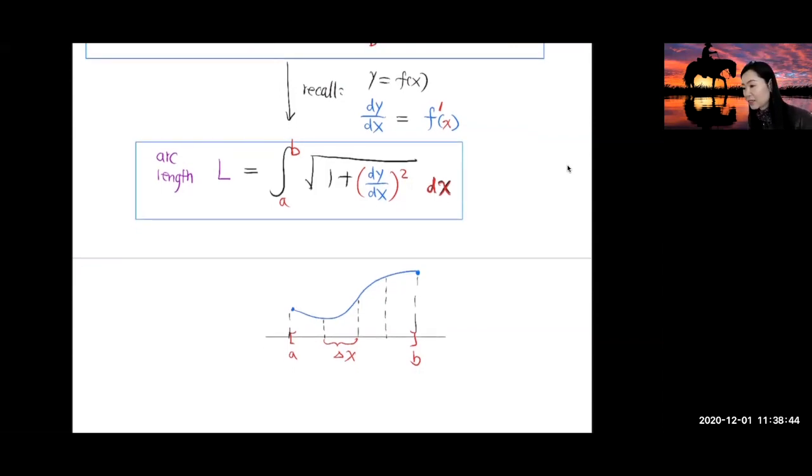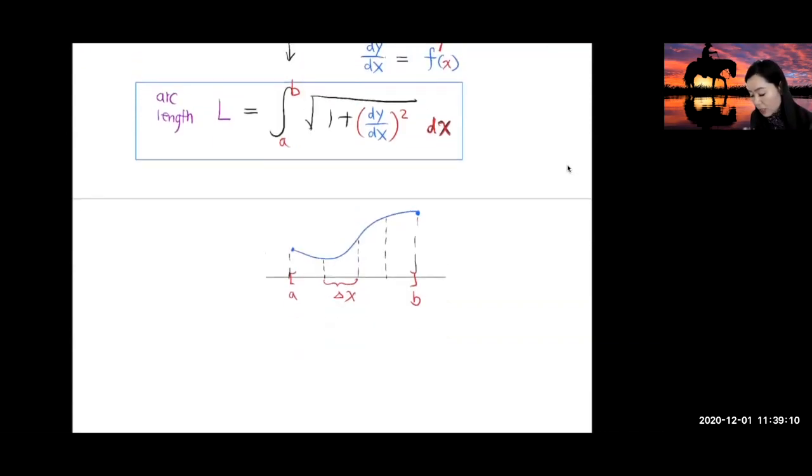Do you guys have questions about this? Now pay attention to the square over here. Don't forget the square on the derivative, because we actually use the Pythagorean theorem when we derive this formula. So that's the square over here. When the arc is oriented this way, we slice it up this way, and we got this formula.